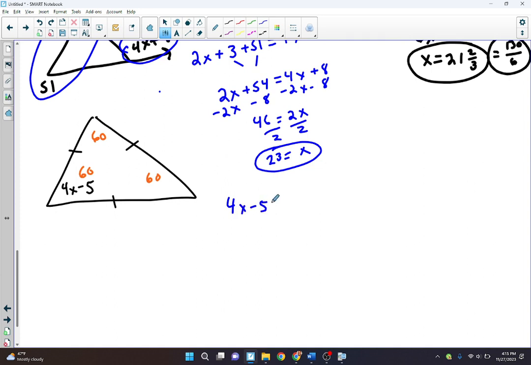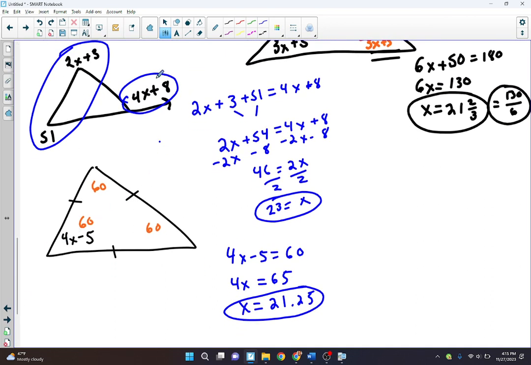4x minus 5 equals 60. 4x equals 65. x equals, sorry about this, it's a fraction, 21.25. Why can't I just try 180 then? Oh, because they have to equal x. That's what all these are.